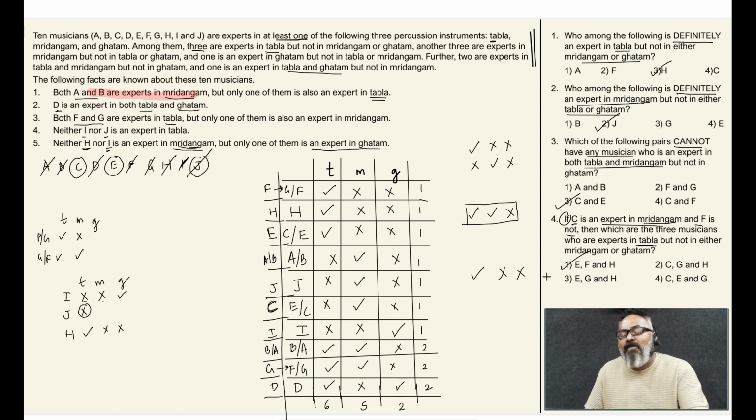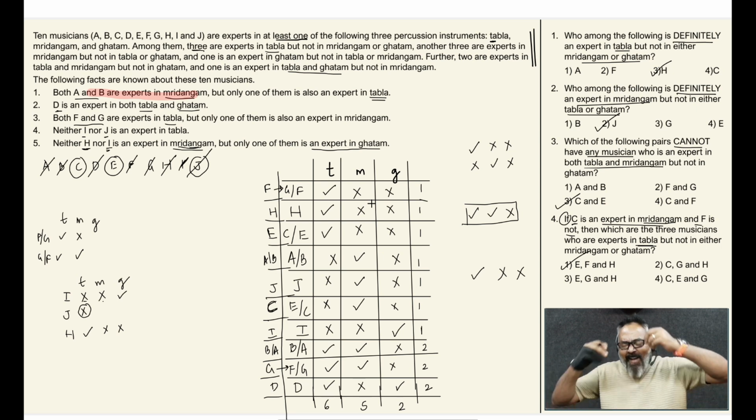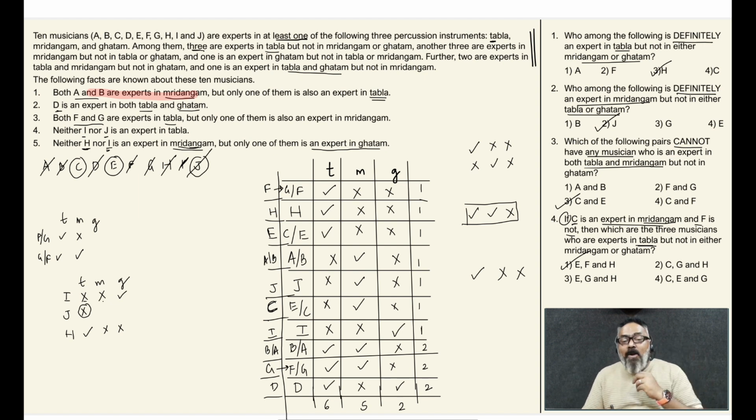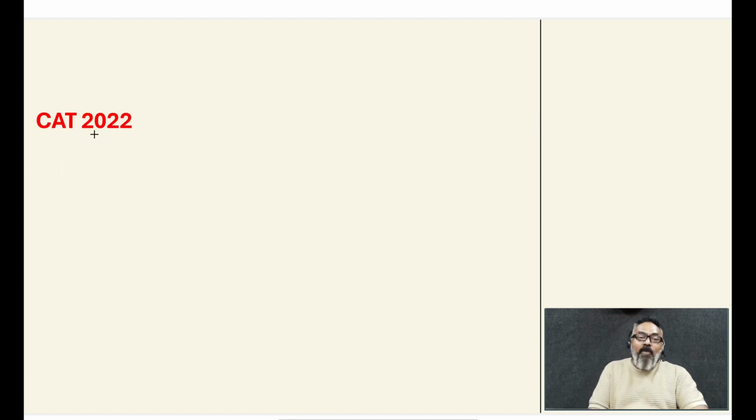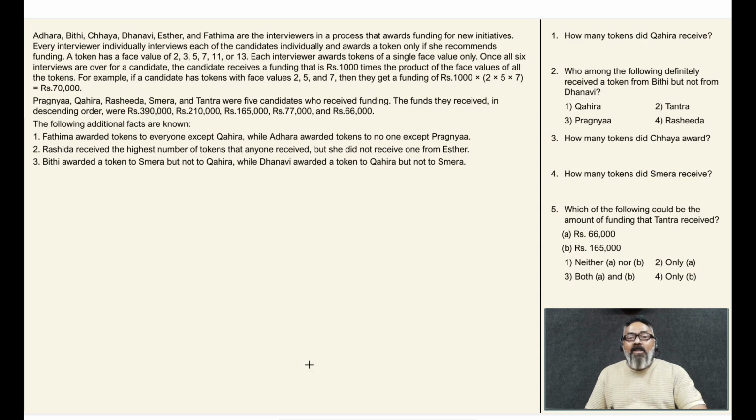See how neatly tick and cross works. Whenever I see that I'm trying to assign one fellow to something else, I am thinking tick and cross. I'll take one more set. This is a CAT 2022 set. And actually when you look at this set, you don't see tick and cross because you see a lot of numbers. But I saw tick and cross.